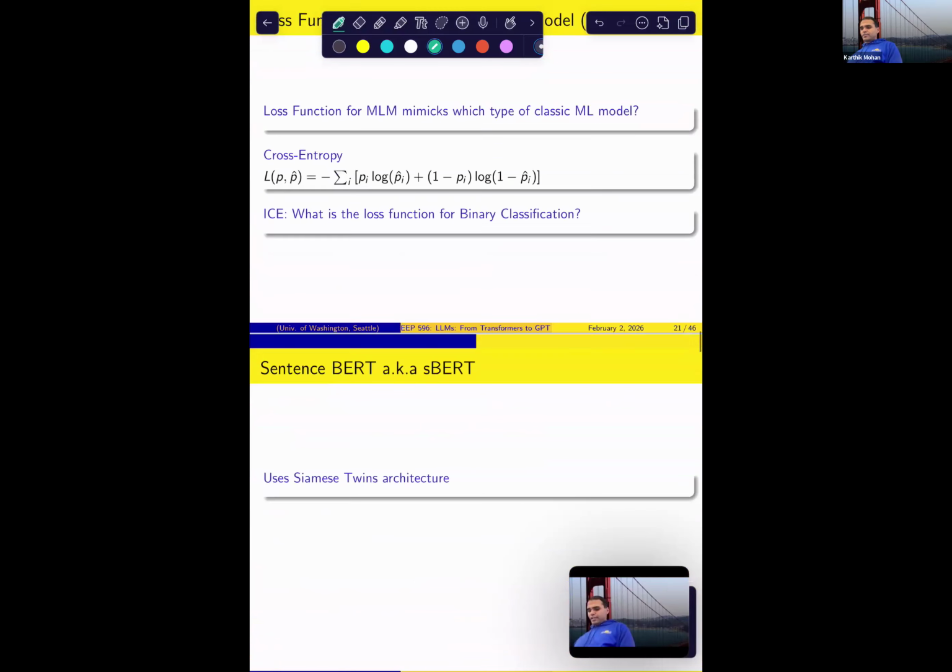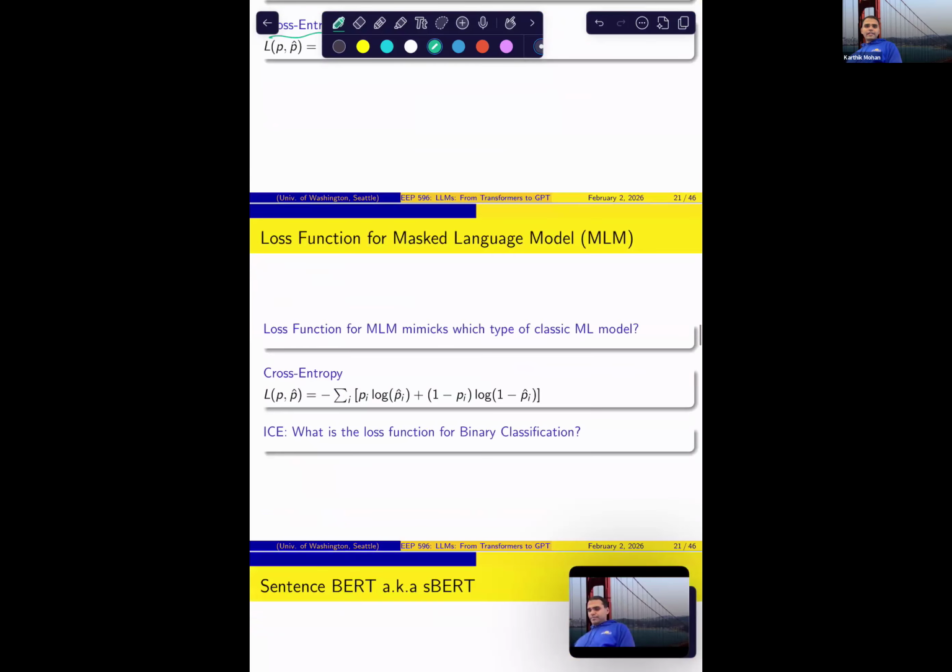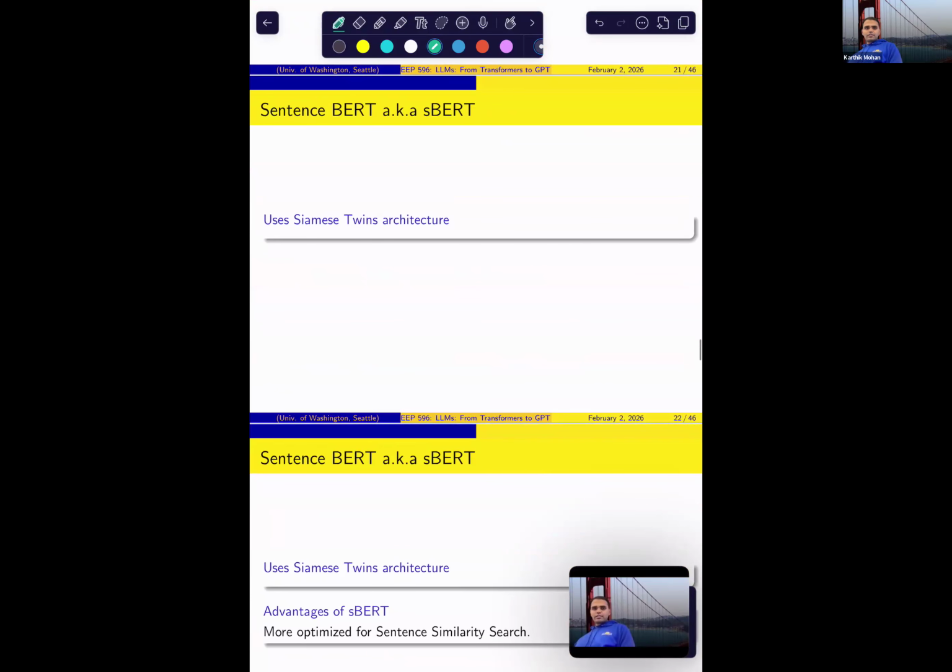Okay, all right. So let's look at sentence BERT. Did we use sentence BERT in assignment 2 or mini project assignment 2? Okay. So you guys already looked at sentence BERT, but we'll just cover it a bit.